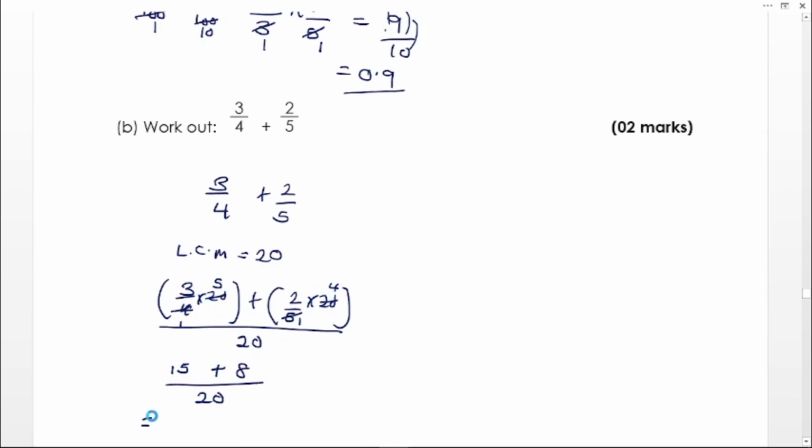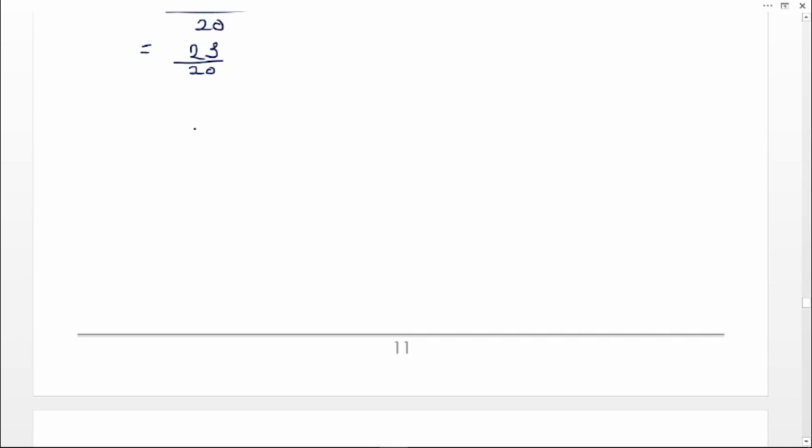So what are we having here? 15 plus 8, you can do your side work from here. 8 plus 5 gives 13, we put here a 2. So we get 23 out of 20. But again, this one is bigger than this, therefore this one is an improper fraction. So how many 20s are in 23? One group of 20 remainder 3. Therefore our final answer is one whole number, 3 twentieths.